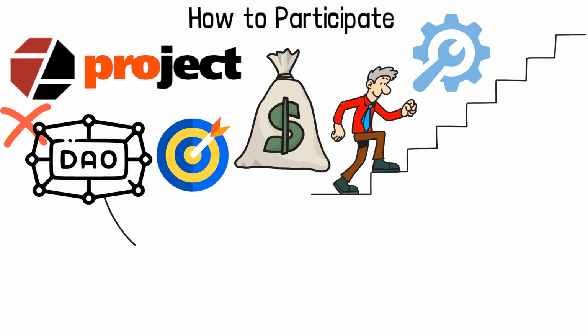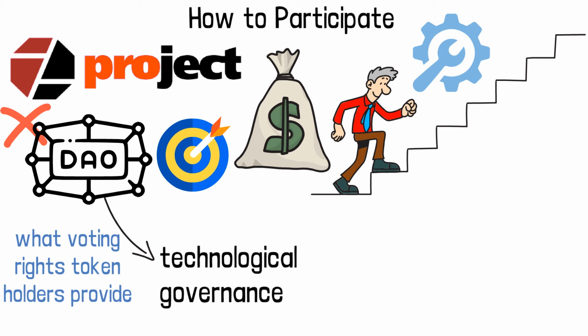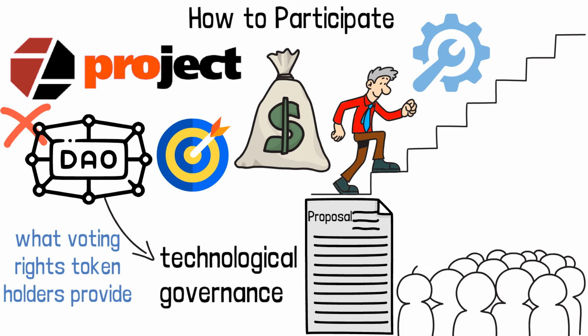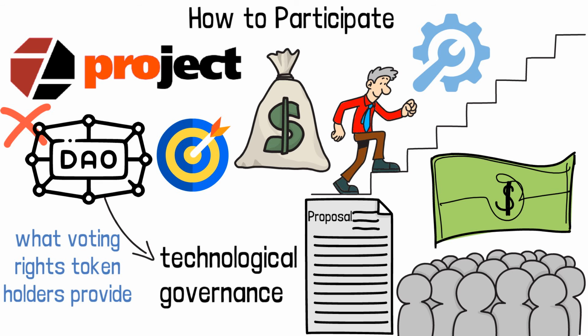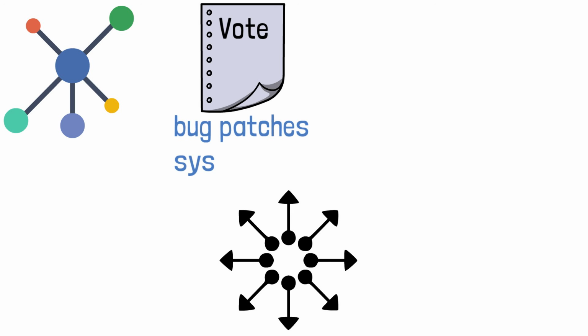It's critical for DAOs focused on technological governance to identify what voting rights token holders provide and what kinds of proposals are at stake. In other cases, token owners can ballot on how a part of the fees gained by the protocol should be distributed. Network applications in other systems can vote on how these protocol changes are dispersed, such as bug patches and system updates.